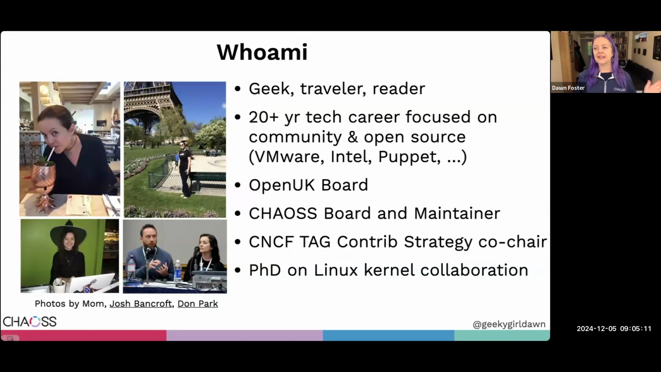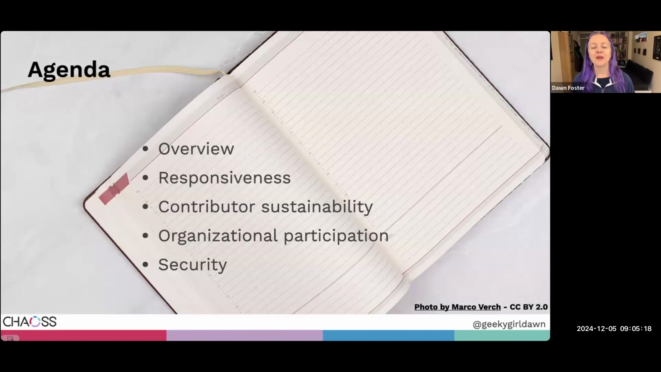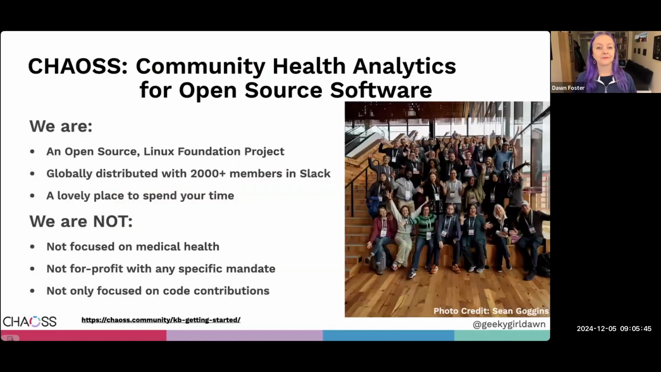I feel like I don't need to go into any detail about me because Shane gave me a fabulous introduction, so I'm just going to skip this slide altogether. But I will start the presentation with a quick overview of the CHAOSS project, along with some thoughts on how to approach metrics to improve the sustainability of your projects. We'll look at health and sustainability across 4 separate categories: responsiveness, contributor sustainability, organizational participation, and security. And then we'll wrap it up with a few final thoughts.